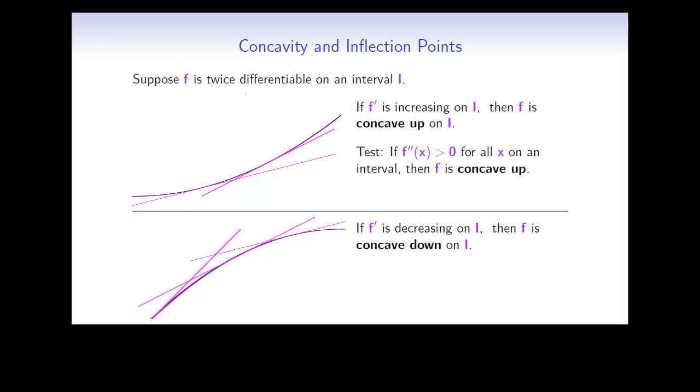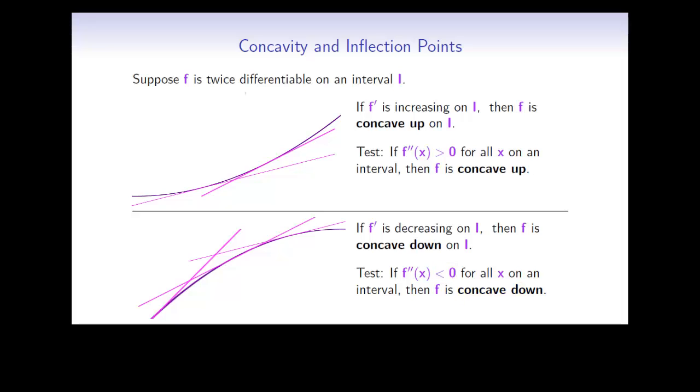The easiest way to tell the difference between these two types of behaviors is to look at the second derivative. If the first derivative is increasing, that means that the second derivative is positive. So that would be the easiest way to check that a function is concave up. Similarly, if the second derivative is negative, then the function will be concave down.